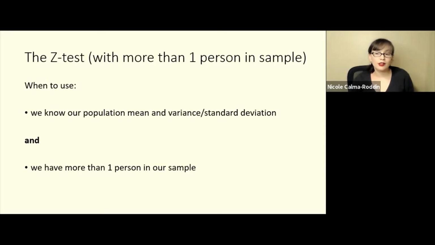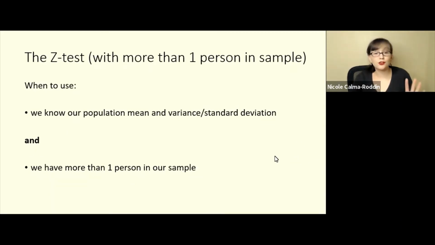The important thing that we always want to make sure to do when we first learn a new test is to make sure that we know when we use this particular test. Because this is a z-test, we're still going to use it when we know our population mean and our variance or standard deviation of our population. That's just going to be true for our z-tests in general. But because this is the z-test with more than one person in our sample, we're going to use this when we have more than one person in our sample, just as it sounds. And so that's what's going to distinguish it. This is the new part compared to the z-test that we've talked about before.